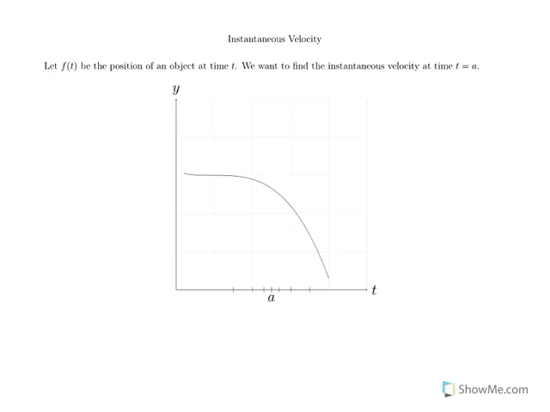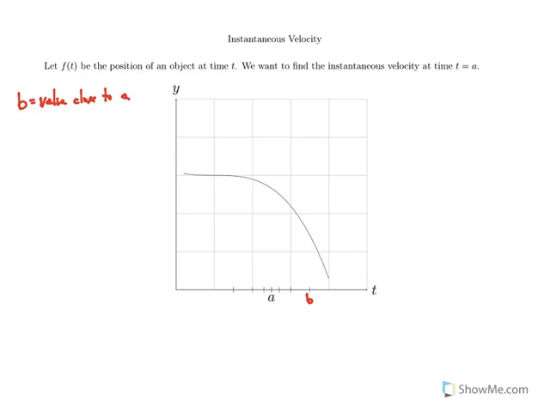So now let's think about instantaneous velocity in a graph. So here's a graph of f of t. f of t is the position of some object at time t. And we want to find the instantaneous velocity at time t equals a. Well, we just said the best that we can do is look at the average velocity on an interval close to a. So we're going to have b be a number close to a, or a value close to a.